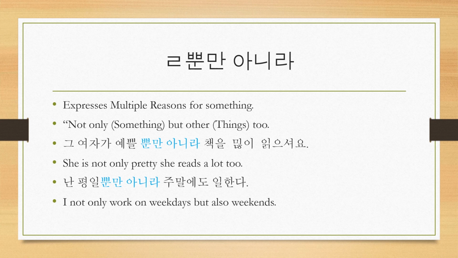So this is 뿐만 아니라, and it shows multiple reasons for something, and it's really good. It's used a lot in Korean spoken language and written language, so pay close attention to this one. 그 여자가 예쁠 뿐만 아니라 책을 많이 읽으셔요. So basically, you're saying that she's not only pretty, but she reads a lot too. And the second one is 난 평일뿐만 아니라 주말에도 일한다. So not only do I work on weekdays, I work on weekends also.